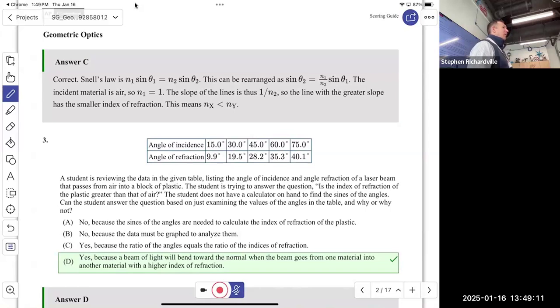I don't need to know what the average n is or what that actual n is, but I can clearly tell going from 15 to 9.9, 30 to 19.5, 45 to 28, 60 to 35, that I'm going from a higher n to a lesser n to a higher n as I refract closer to the normal each time.